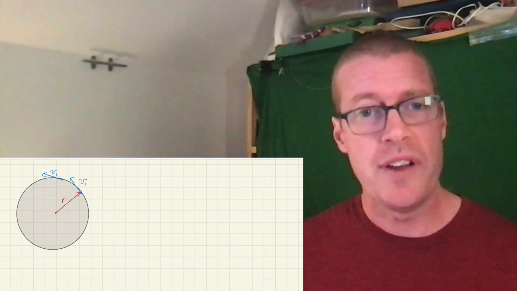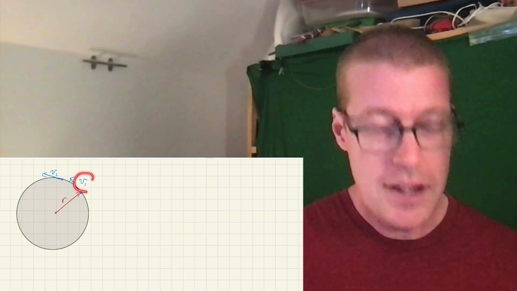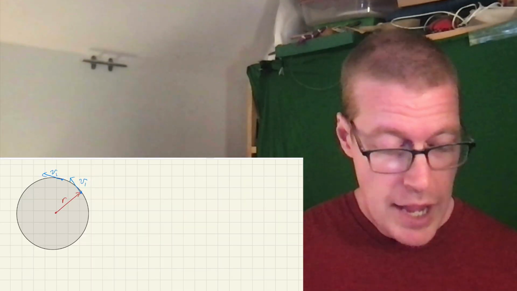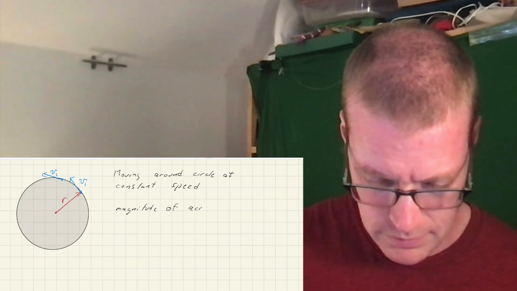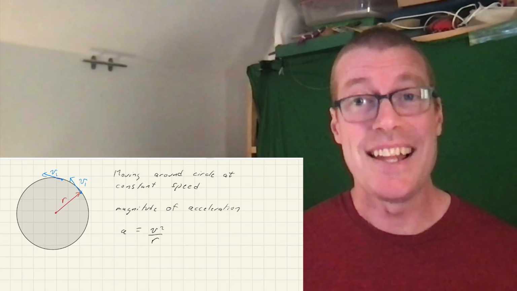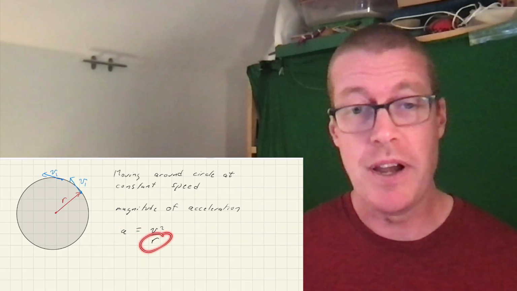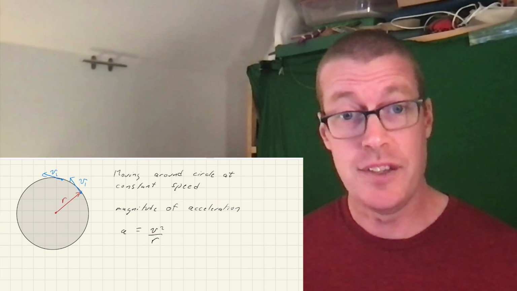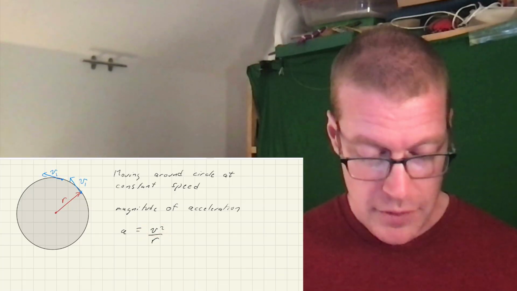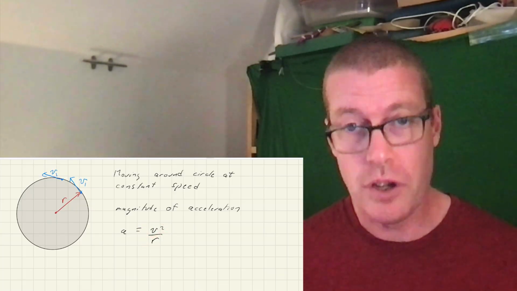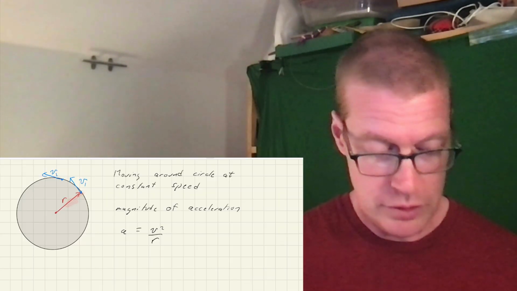The end result of the analysis is that the acceleration is related to the speed at which you're moving around the circle and to the radius of the circle. The acceleration is the square of the velocity divided by the radius, and you can verify this has the correct units. If I am moving faster, the acceleration is larger. If the radius is smaller, the acceleration is larger. And this acceleration always points directly to the center of the circle.